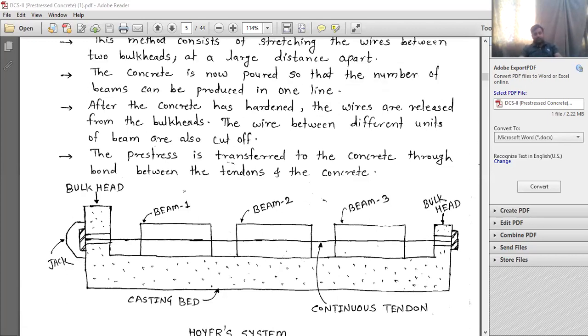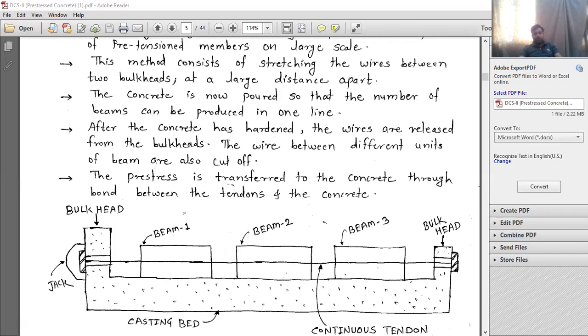Okay. So here you can see that the concrete is now poured so that a number of beams can be produced in one line. Okay, so the concrete is poured. After the concrete has hardened, due to the jack assembly, the pre-stressing is introduced in the steel wires. Okay, and the stress is getting induced in the wire, up to the desired degree, whatever we want.